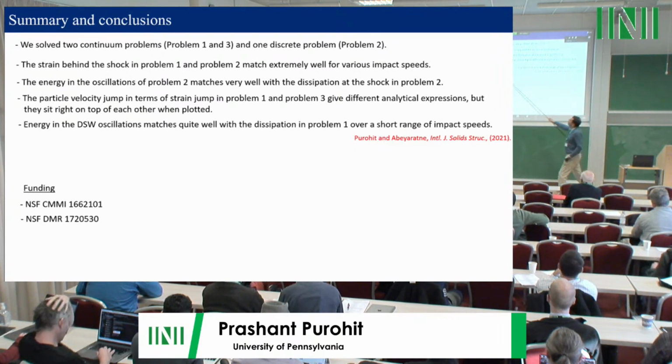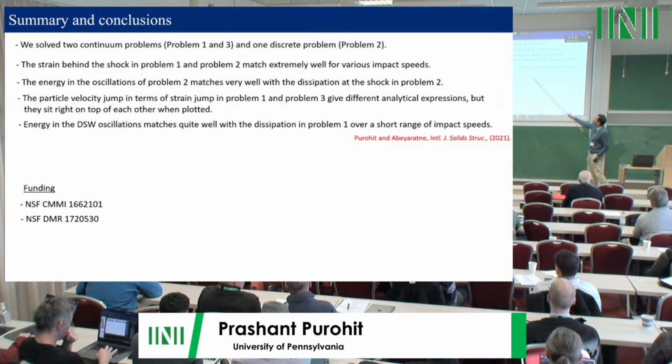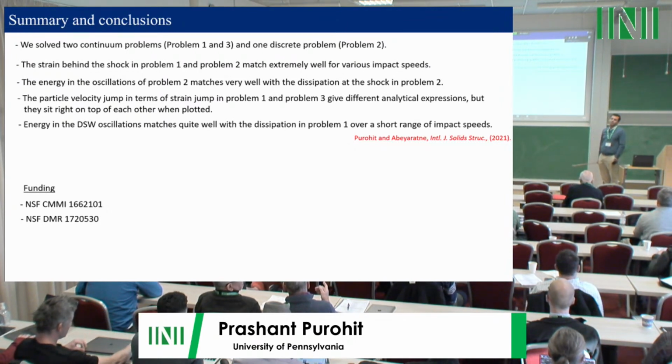The particle velocity jump in terms of strain jump in problem 1 and problem 3 give different analytical expressions. That was the curve that I was showing you, the dashed line and the solid line. But they agree very well with each other if they are plotted. And the energy in the DSW oscillations matches quite well with the dissipation in problem 1 over a short range of impact speeds. Thank you very much.